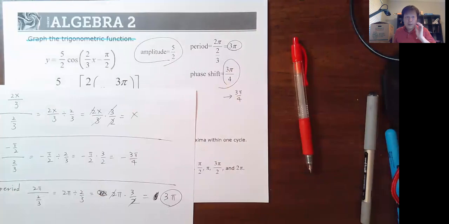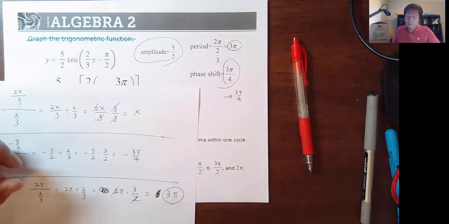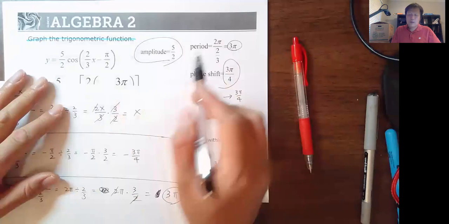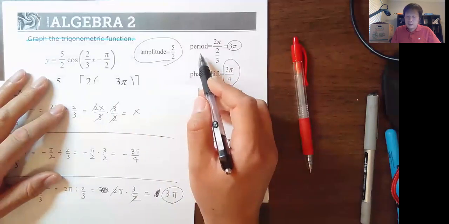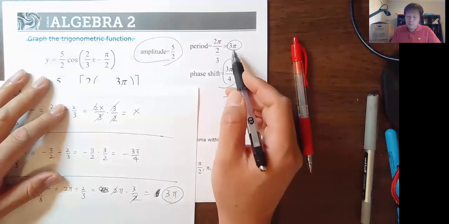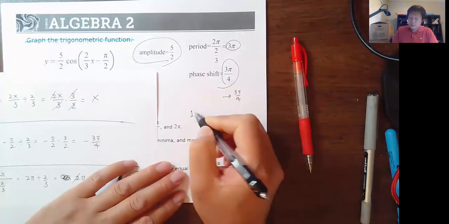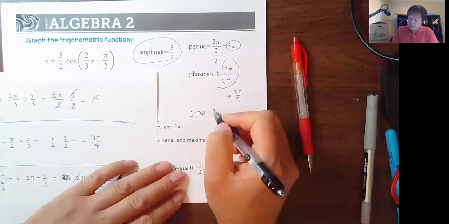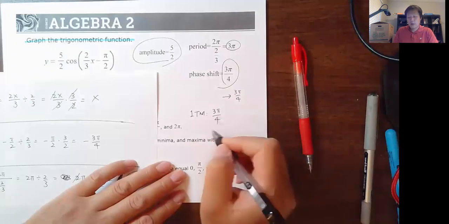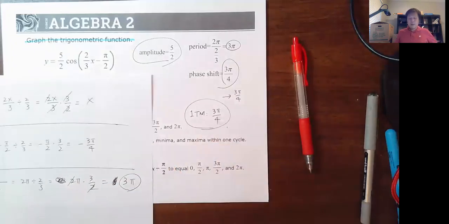When you graph it, you need the length of one tick mark. For sine and cosine, one tick mark length is period divided by 4. So I would say one tick mark is period divided by 4. So that will be one tick mark. Let's graph it.